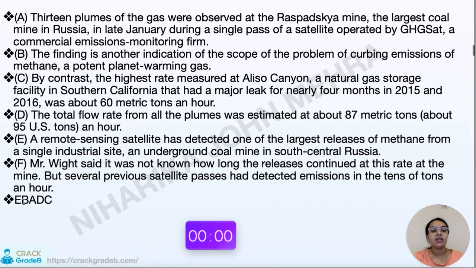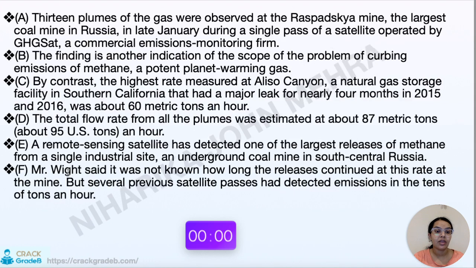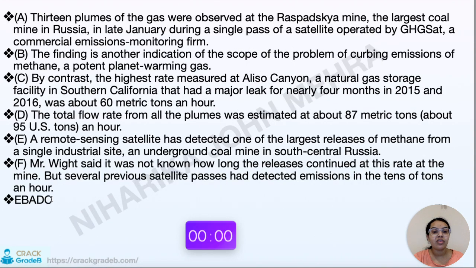The first one, answer: A. DCB was fixed and there was one odd one. I'll show you the instruction. One of these sentences is redundant, meaning an odd sentence was given in this. That means only 5 were to be arranged and B was already fixed, so half of the work was done for you. Now A says 13 grams of the gas.